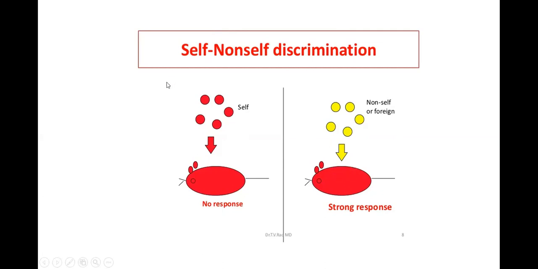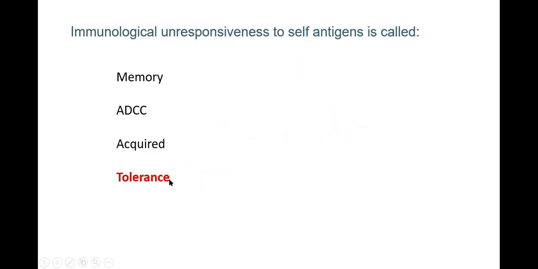So the system that is tolerant to oneself is, in fundamental immunological terms, called tolerance. In our system, our immune cells are tolerant to our own self antigens, but they are intolerant to non-self or foreign molecules. So the choice comes to the question: immunological unresponsiveness to self-antigens is called... Memory is part of it only. The memory is involved in the process, but it is not the definition of it, not the phenomenon. It is called tolerance, and the tolerance may be implemented by immunological memory. So these two are linked.